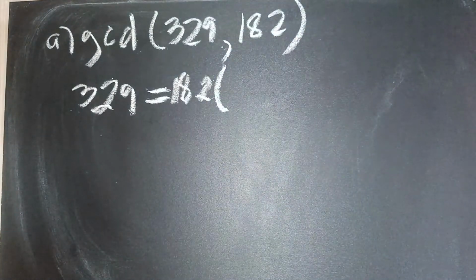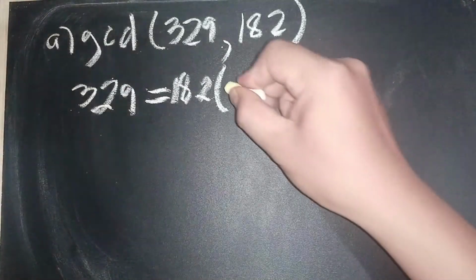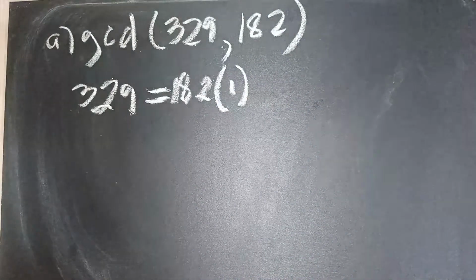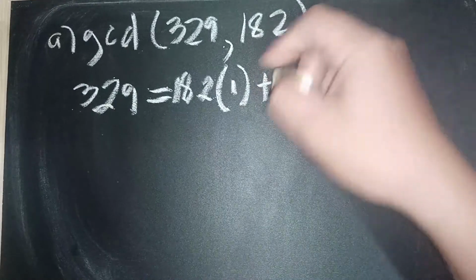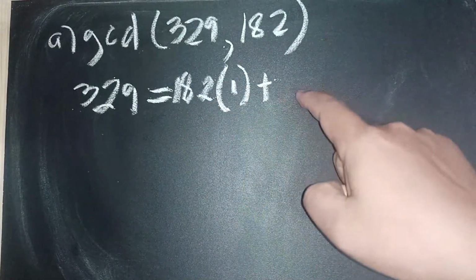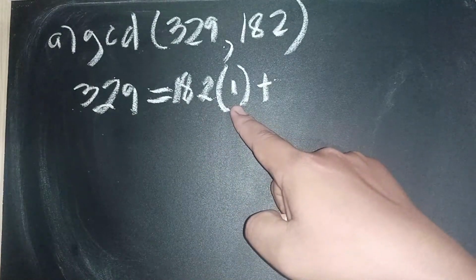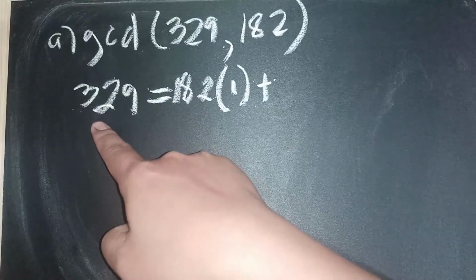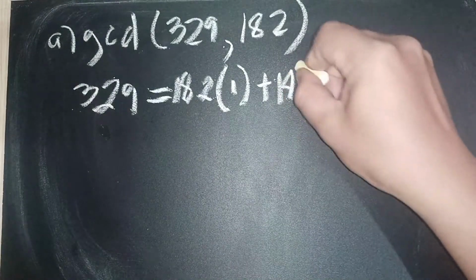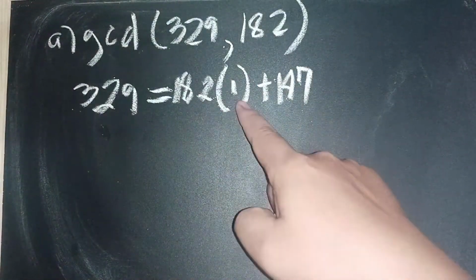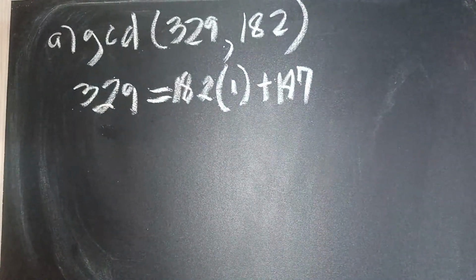So if you're going to divide 329 by 182, okay? Ilan yung sagot? Okay, tama. 1 mga boss. Okay? So 182 times 1 is 182. Okay? So pag sinubtract natin yung 182 sa 329, that is tama, 147, and that is the remainder. Okay? So 182 times 1 is 182 plus 147, that is 329. Okay? So yan yung nangyayari mga boss.